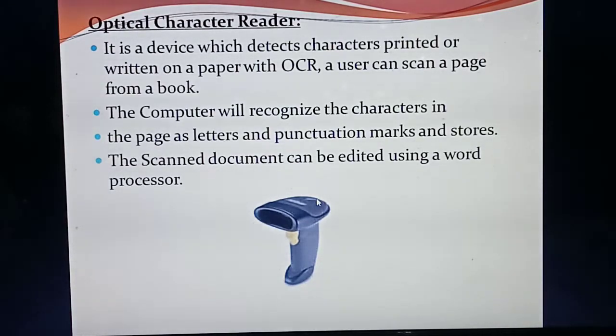Then you can transfer the scanned copy into a computer. It will store everything in the memory. After that you can transfer it into the computer, and then in the computer you can edit. Understood what's the use of the optical character reader? This reader is mainly used to scan printed papers or written papers or anything. It scans alphabets, letters, numbers, punctuation marks, etc. After scanning it will store inside the memory. Then when you copy it to the computer, you can edit the copy. Understood?